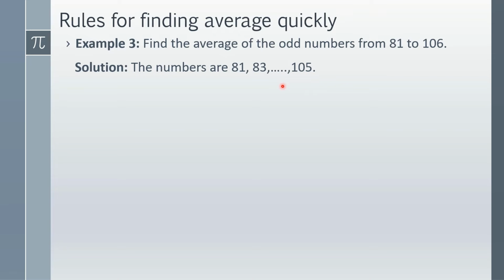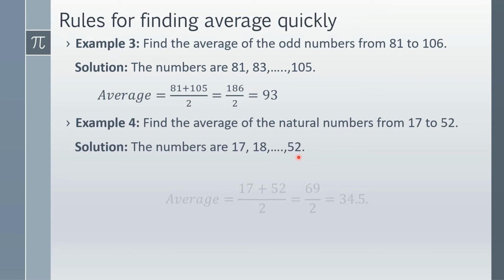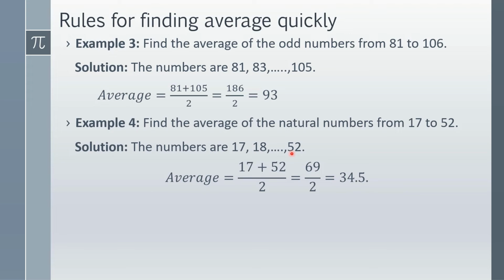Then we can find the average using the formula: the first number plus the last number divided by 2. Therefore, 81 plus 105 divided by 2 is 186 by 2, that is 93. Next, we need to find the average of the natural numbers from 17 to 52. Now to find the average, first of all we list the numbers. The numbers are 17, 18, etc. up to 52. So the average is going to be the first number plus the last number divided by 2: 17 plus 52 by 2, that is 69 by 2, that is 34.5.